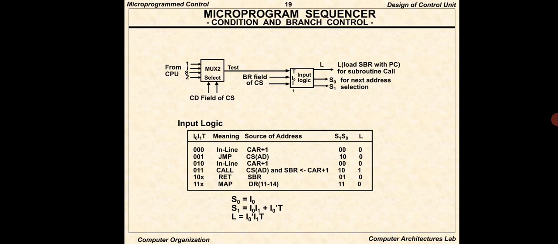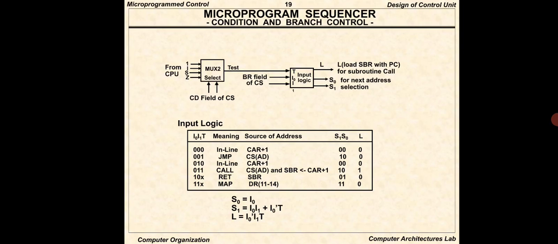Now, let's see how the condition and branch control is done. In the condition field, we have 2 bits. These 2 bits will be given to the mux. Based upon these 2 bits, the mux has a total of 4 inputs, and out of those 4 inputs, 1 will be the output. If my CD value is 0 0, it is an unconditional branch, that is, the first input will be given as the output.